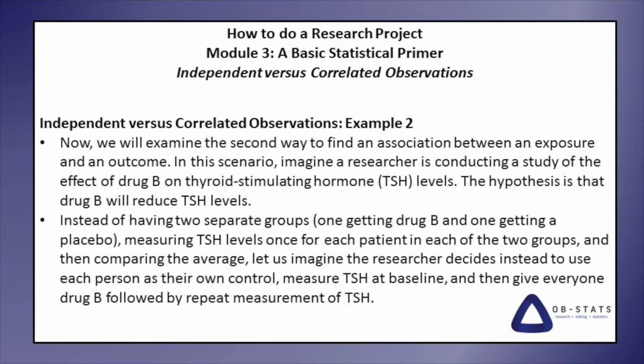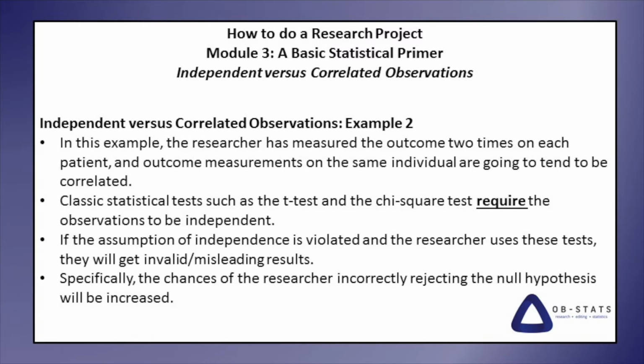Instead of having two groups, one getting drug B and one getting a placebo, measuring TSH levels once for each patient in each of the two groups and then comparing the average, let us imagine the researcher decides instead to use each person as their own control, measure TSH at baseline, and then give everyone drug B followed by repeat measurement of TSH. In this example, the researcher has measured the outcome 2 times on each patient, and outcome measurements on the same individual are going to tend to be correlated.